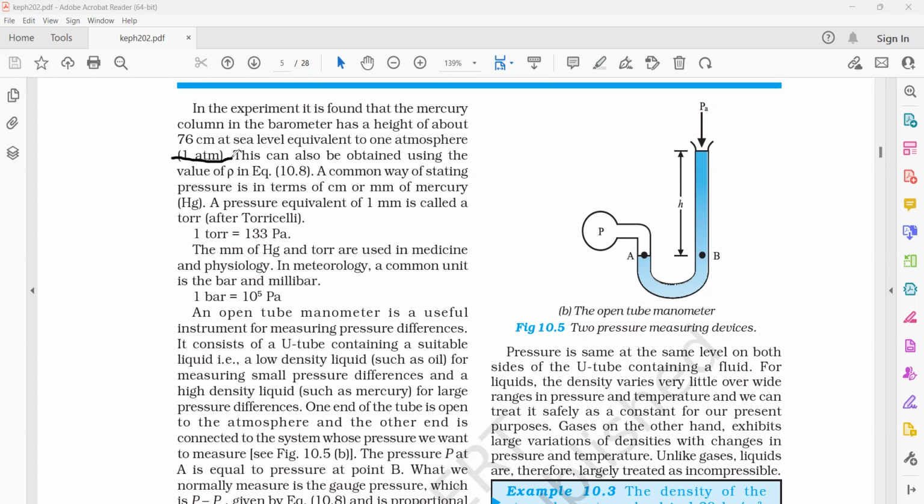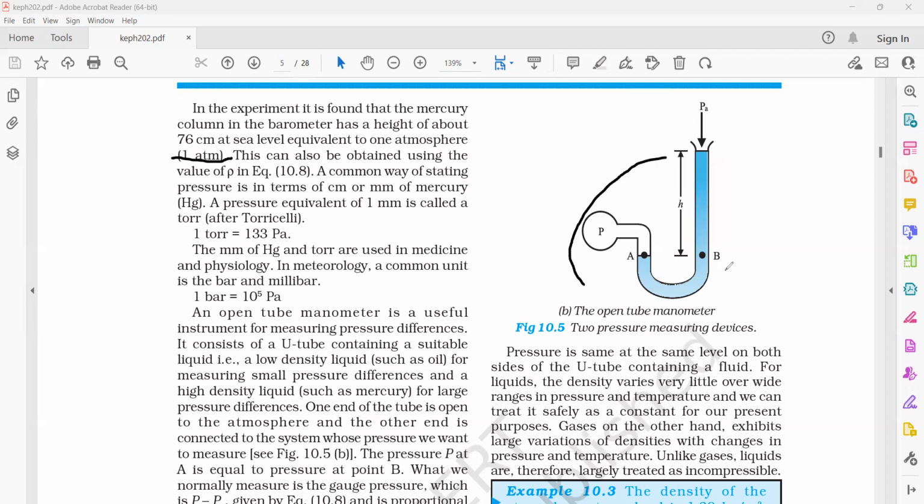Where do we use this? Generally, the millimeter of mercury and torr are used in medicine and physiology, because we want to know small variations to large variations there. So that's why it is very useful. And in meteorology, a common unit we use is bar and millibar. 1 bar is equal to 10^5 pascals.